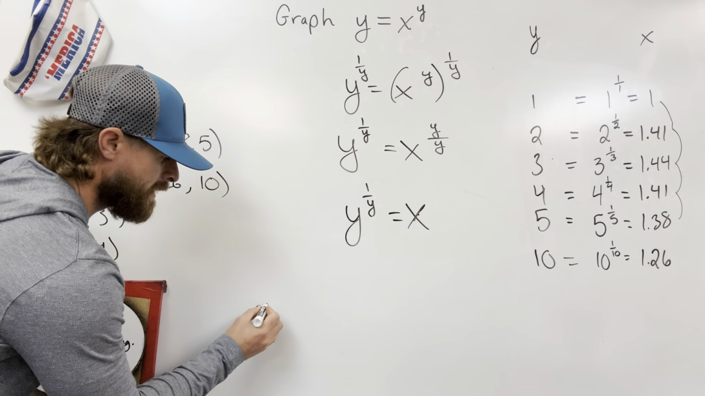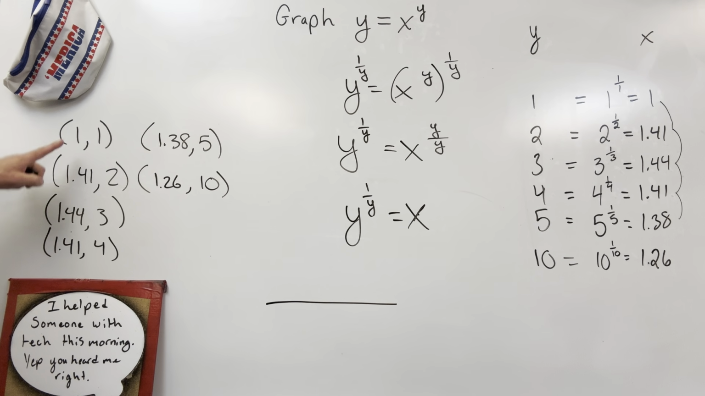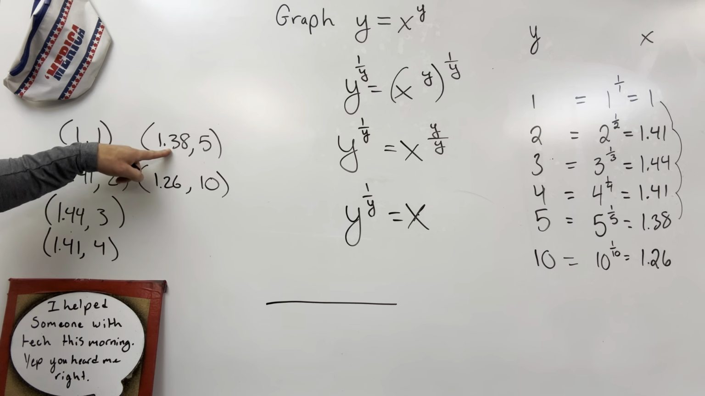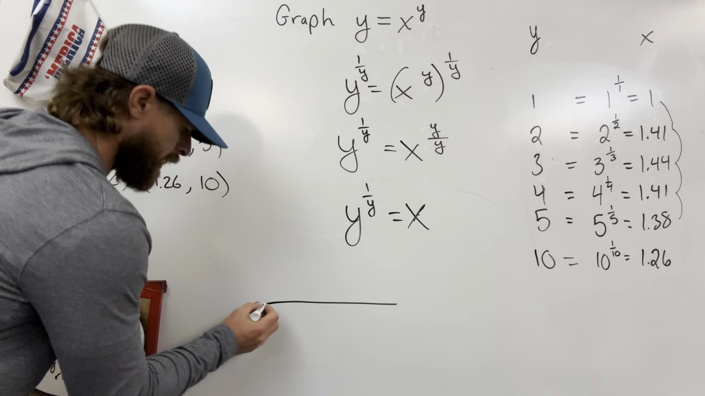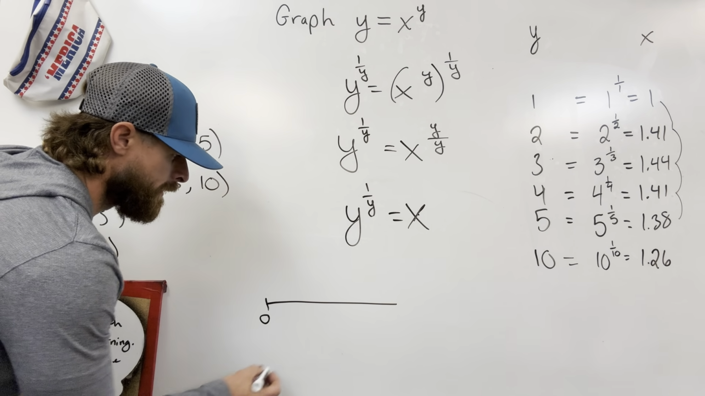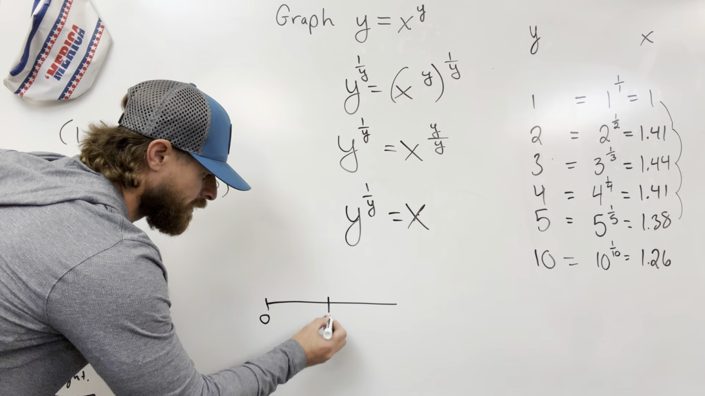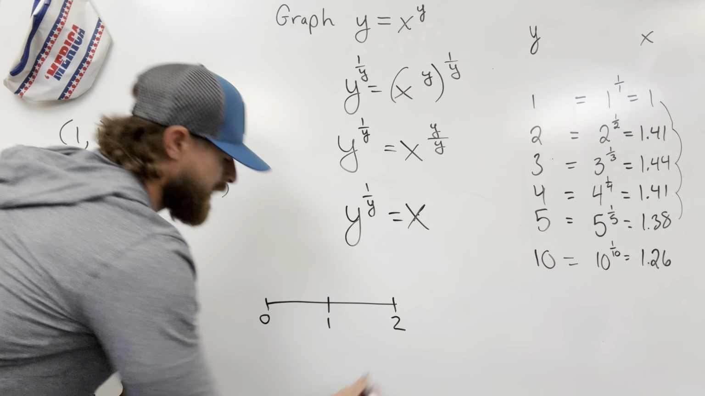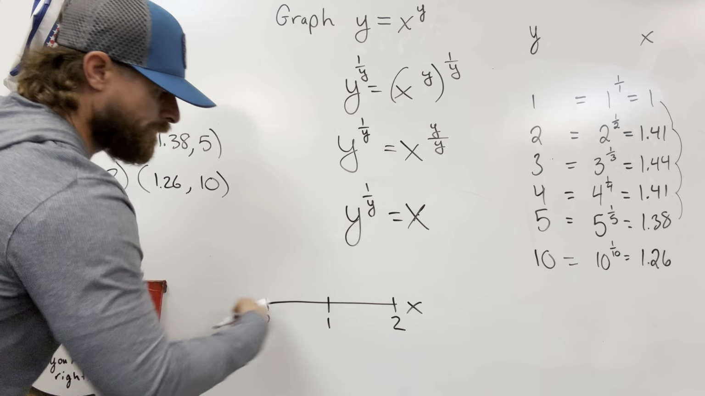To make sense of this, my x-axis really, if you look at these x values, 1, 1.41, 1.44, 1.41, 1.38, 1.26, I'm going to have my point of origin 0, and then realistically, I'm only going to be going to like 1 and 2 on this x-axis. My x-axis is not going to go very far out.